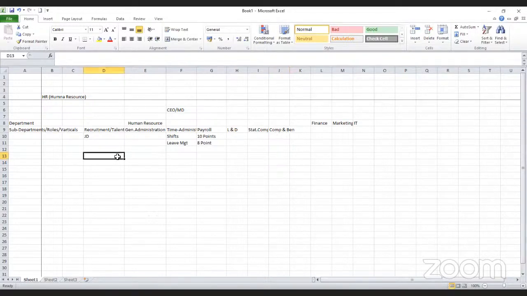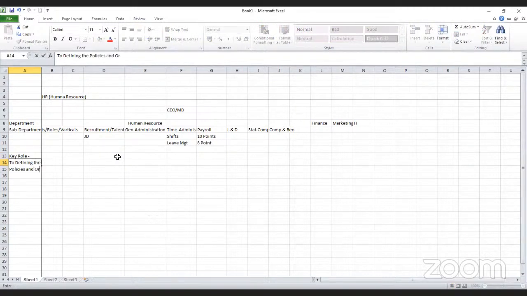Now let me move on. One of the very, very key roles. As I said, when you're working in human resources, one of your major roles is defining the policies and processes.